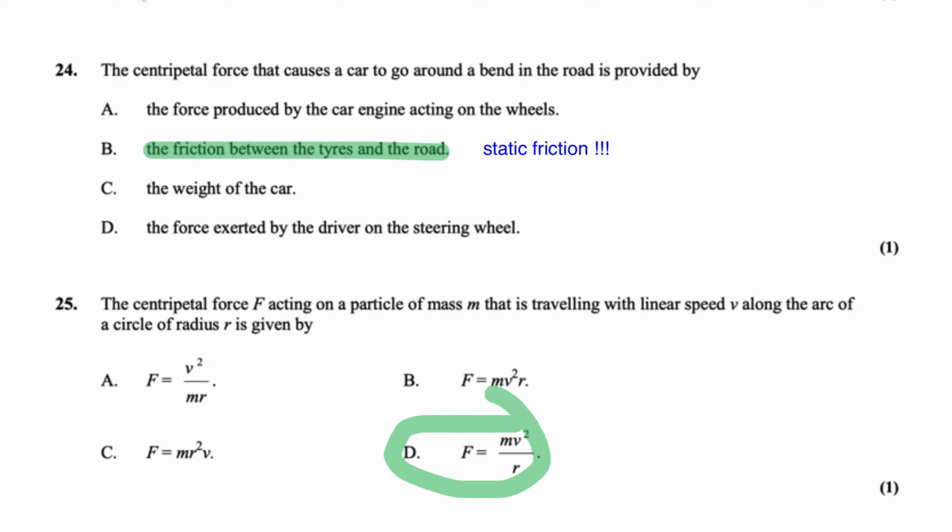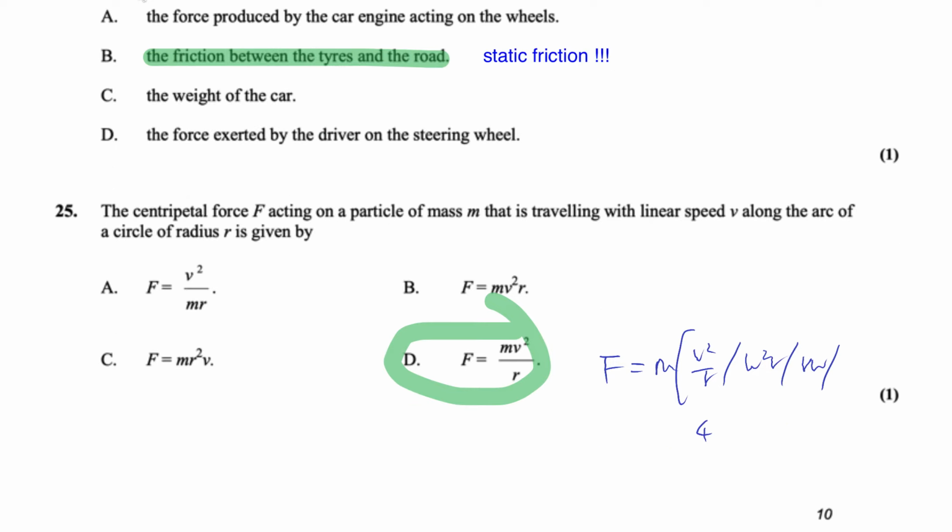Let's quickly write down all of them again. F equals M times V squared over R, omega squared R, V omega, 4 pi squared R over T squared, and 4 pi squared R f squared. You need to remember all these 5 formulas for the rest of 2 years.